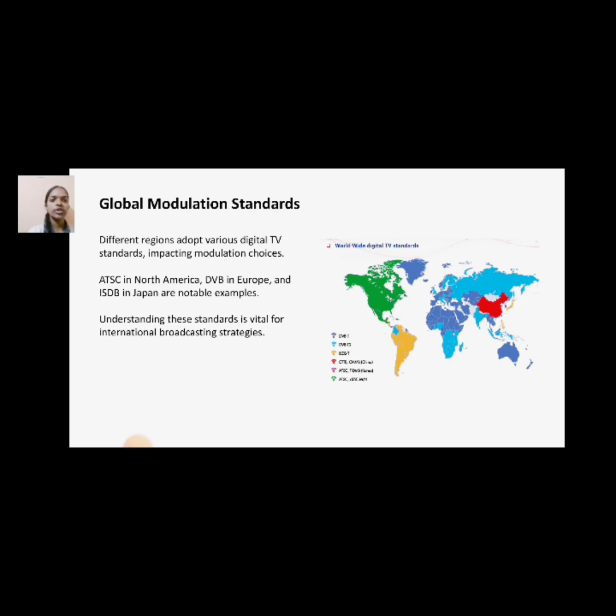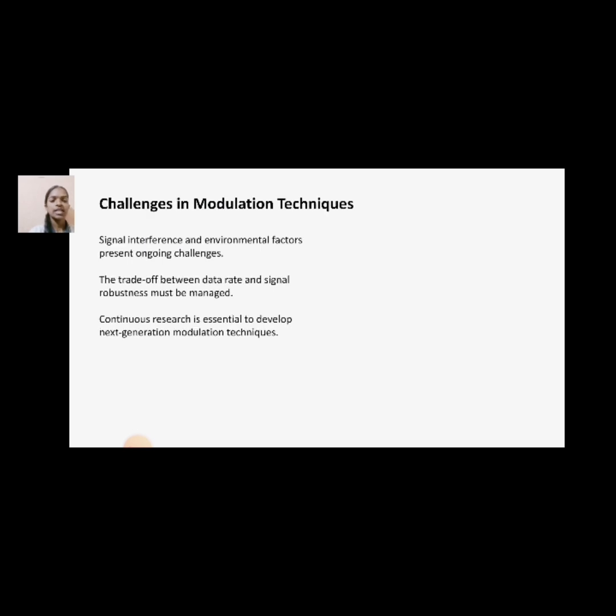Different regions adopt various digital TV standards, impacting modulation choices. ATSC in North America, DVB in Europe, and ISDB in Japan are notable examples. Understanding these standards is vital for international broadcasting strategies. Then, challenges in modulation techniques. Signal interference and environmental factors present ongoing challenges. The trade-off between data rate and signal robustness must be managed. Continuous research is essential to develop next generation modulation techniques.